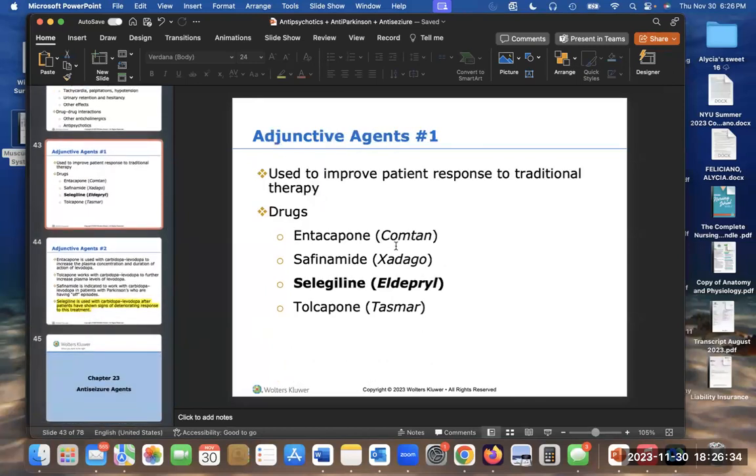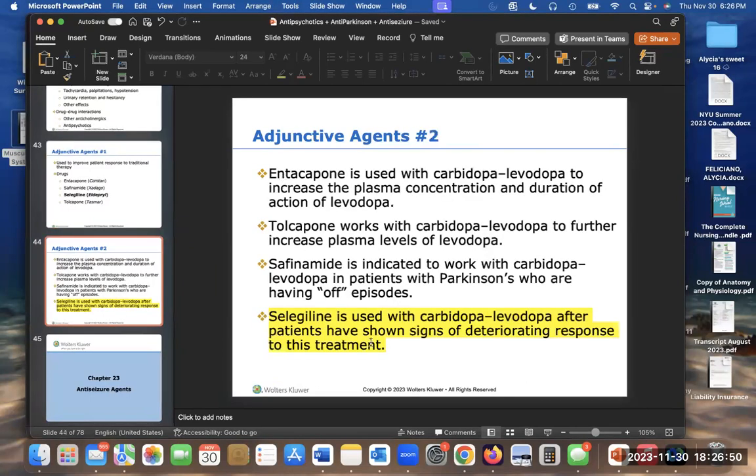So, now another drug that I've seen before is selegiline, which is if other things don't work, we give this as an adjunct with other Parkinson-like agents or anti-Parkinson agents to help improve the reduction of symptoms. So usually selegiline is used with carbidopa-levodopa after patients have shown signs of a deteriorating response to the treatment, okay? I would also look at some of these, but I just wanted to let you know that's the one I've seen before. I see there's a question.